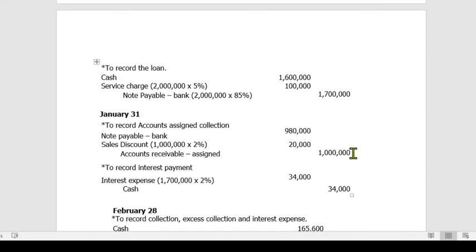So, may discount daw na 2%. So, debit sales discount, 20,000. That is 1 million times 2%.